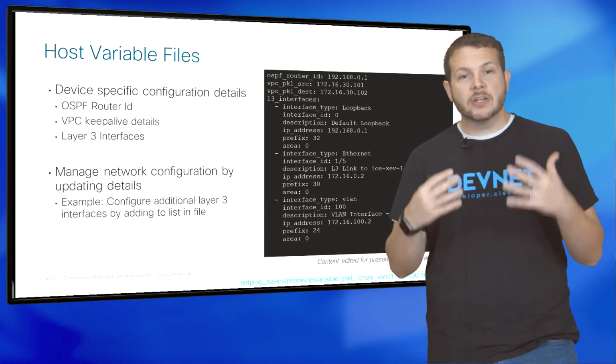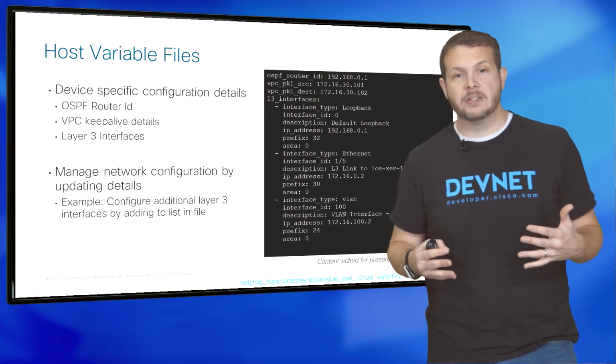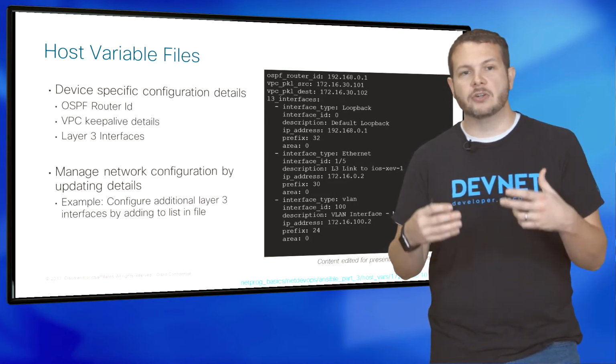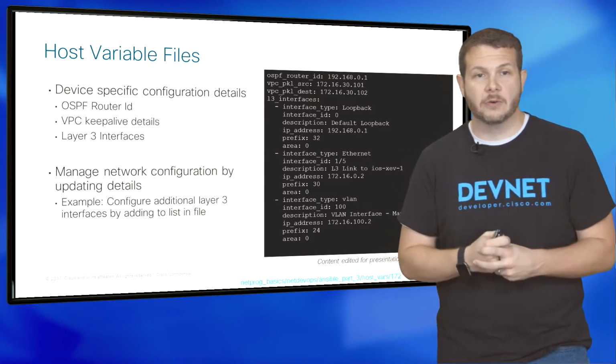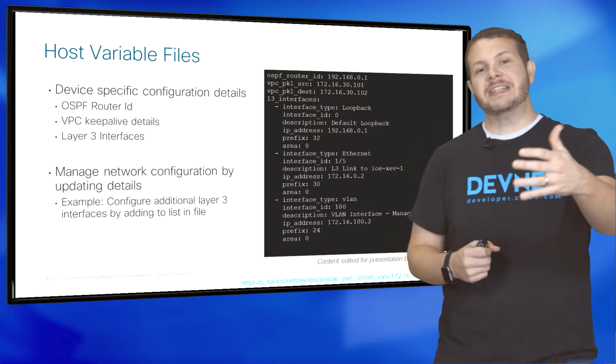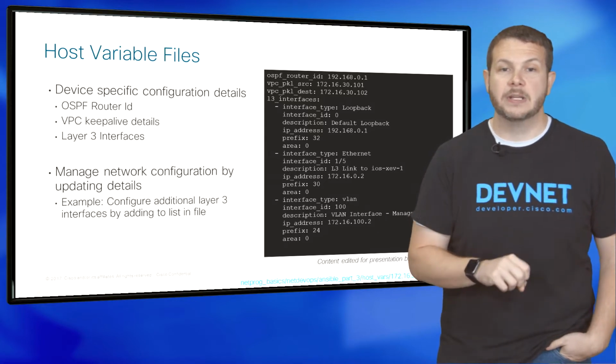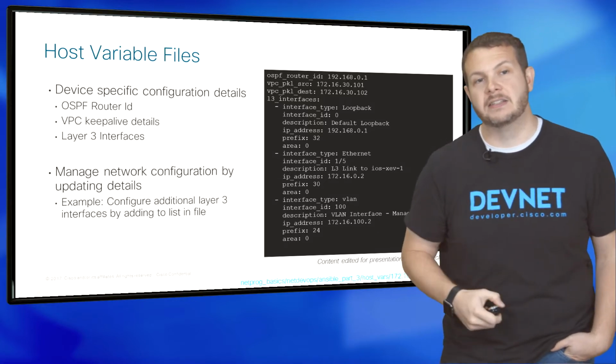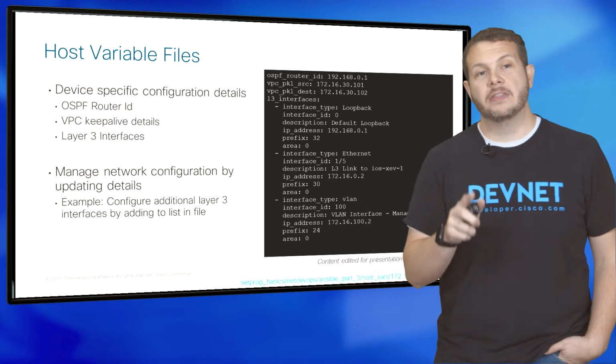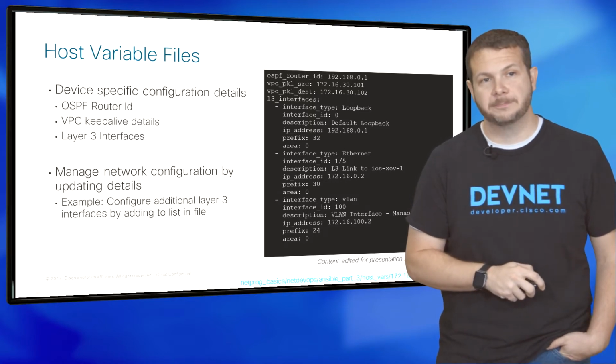Now, as we go on and we need to update our network configuration, we don't go back into the configuration or the code or even the CLI or any of those. We simply update details inside of these variable files. For example, if we need to add an additional layer 3 interface, we would simply add it to the list that's stored here in the host variable file for this device.